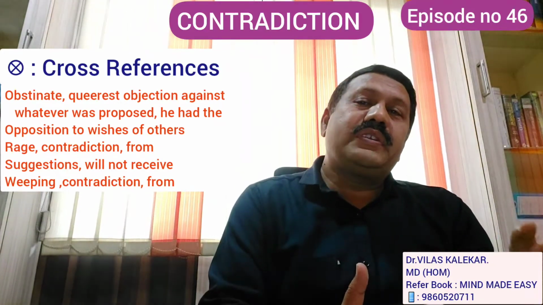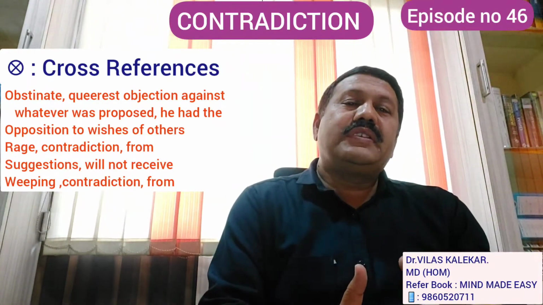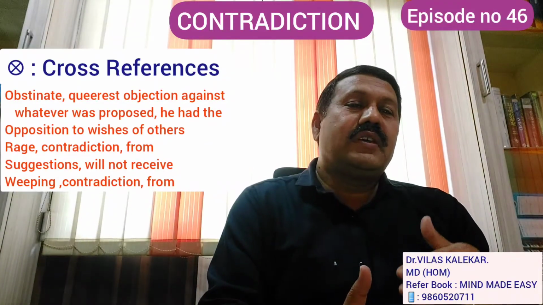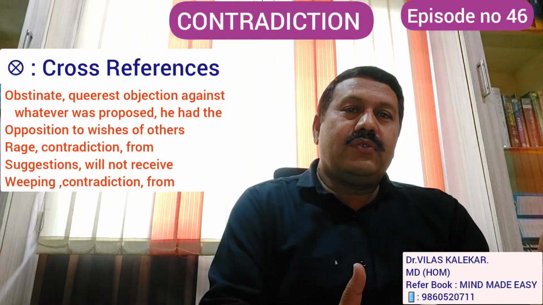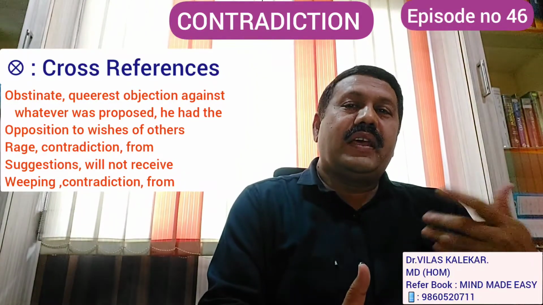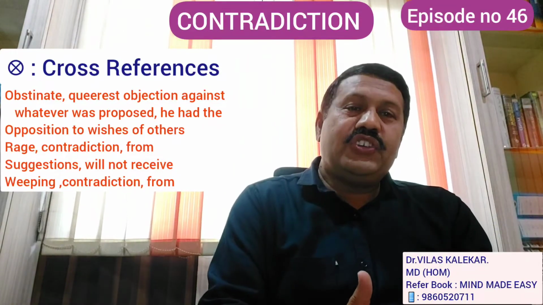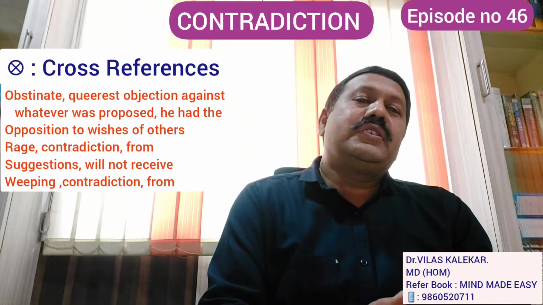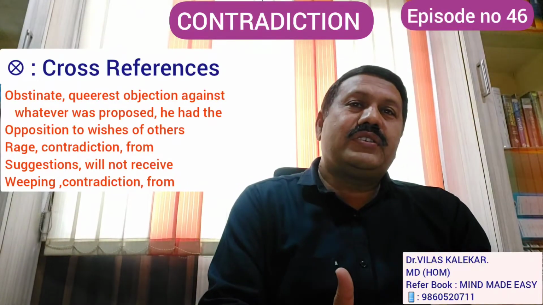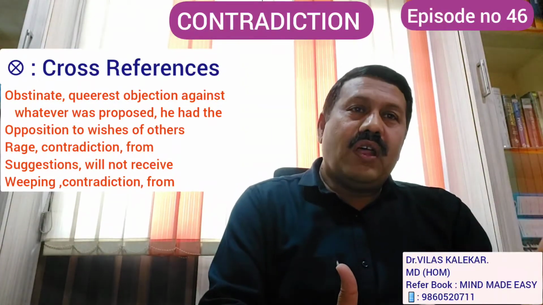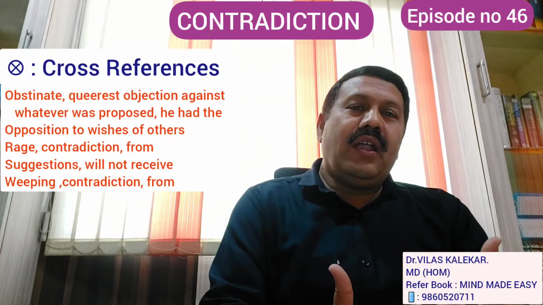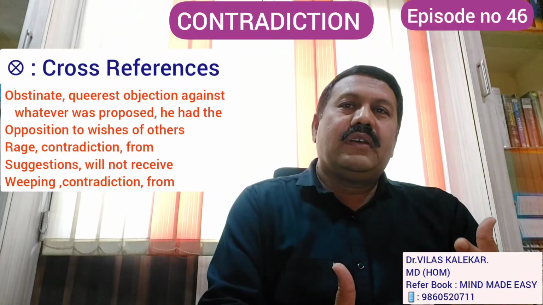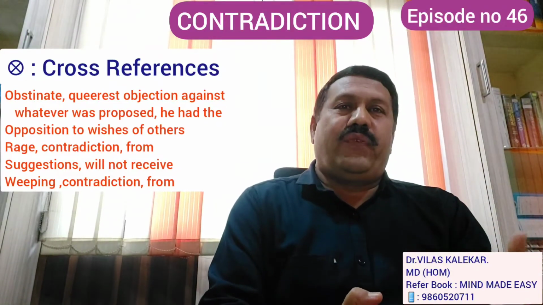This is obstinate. The next cross reference, opposition to wish of others. Opposition means tendency to contradict what is said. The next cross reference, rage, contradiction from. Rage means a strong anger that is difficult to control. Violent anger expressed in wild, excited words and gestures, with a destructive effect.